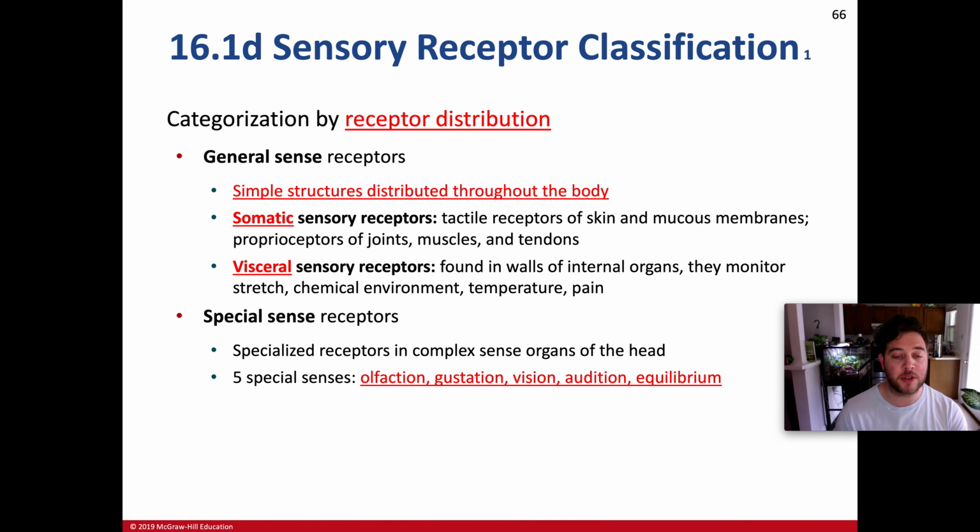Your special sense receptors are going to be for olfaction, gustation, vision, audition, and equilibrium. Audition is not a special sense for making you great on American Idol. It is for hearing.